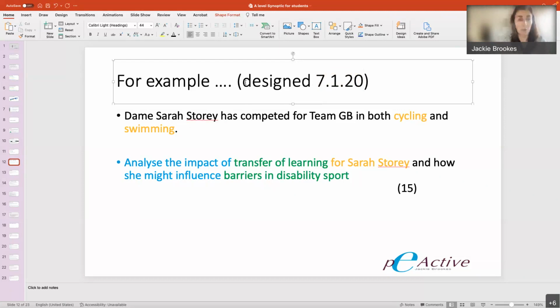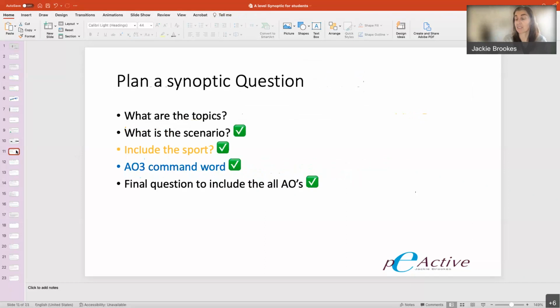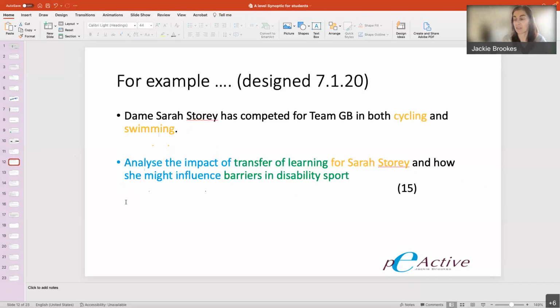So I was fortunate enough to work with a group of teachers where we actually set some time aside to use that checklist and come up with various synoptic questions. Some of them you might find when you do it with your learners, they don't work, but the rest of this PowerPoint has the kind of questions that these teachers came up with, all following that checklist.